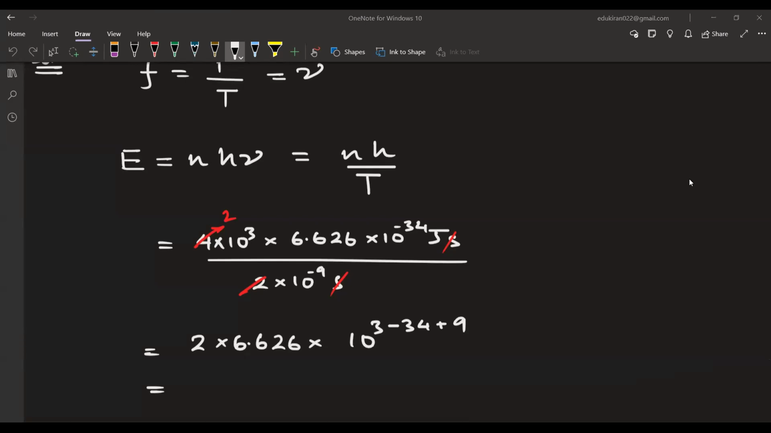10 to the power minus 12. Minus 22. So it'll be 13.2, correct? Into 10 to the power minus 22 joules. Okay.